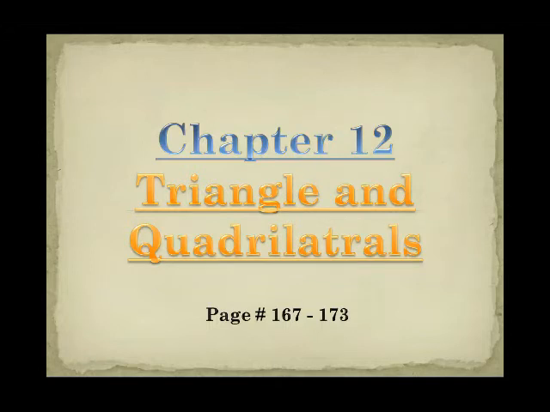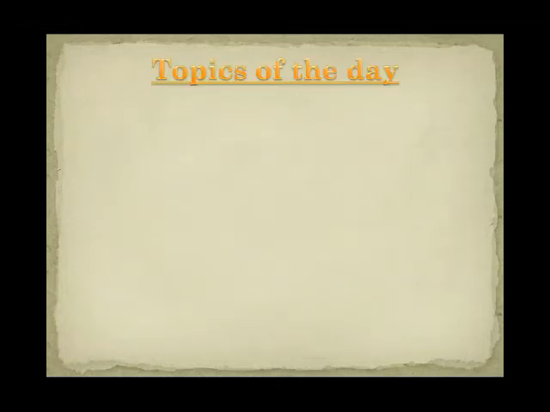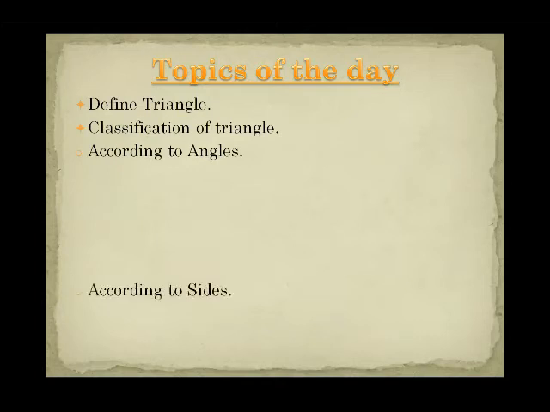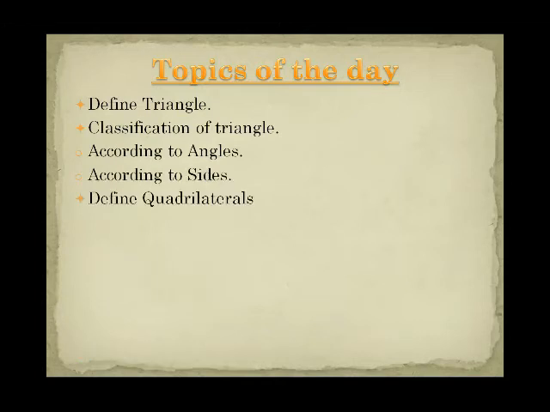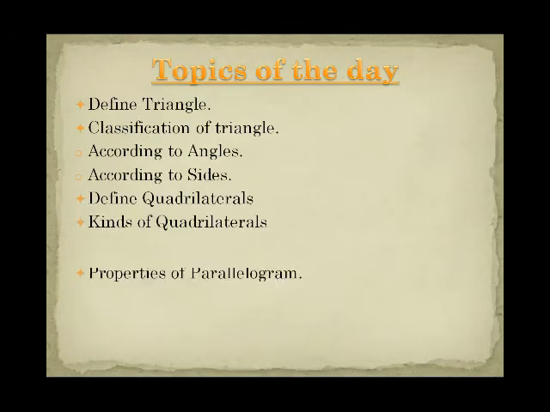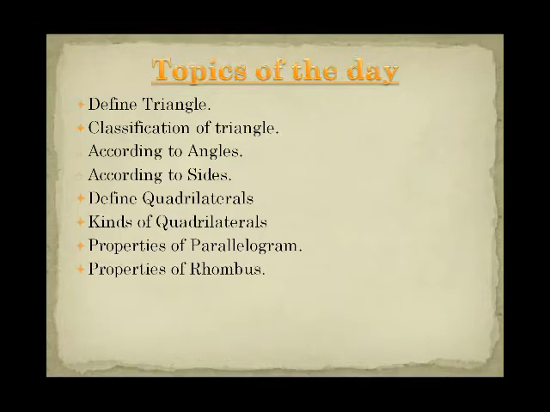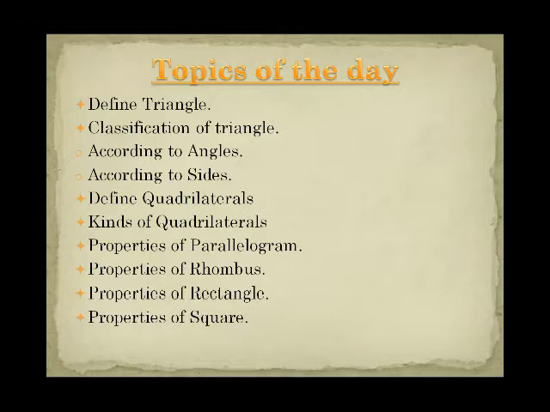Here's chapter number 12, triangle and quadrilaterals, from page number 167 to 173. Here are the topics of the day: define triangle, classification of triangle according to the angles and according to the sides, define quadrilaterals, kinds of quadrilaterals, properties of parallelogram, properties of rhombus, properties of rectangle, properties of square, and properties of trapezoid. Now here we start our lesson.